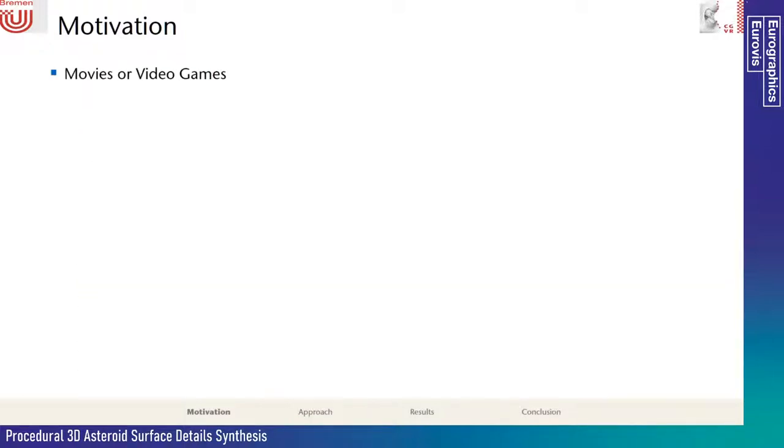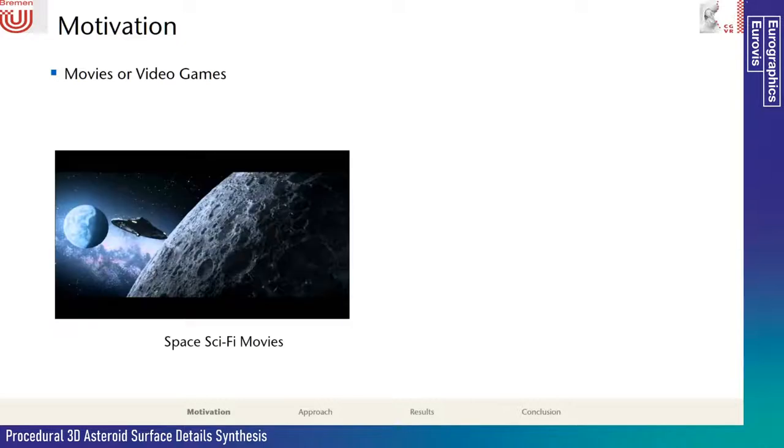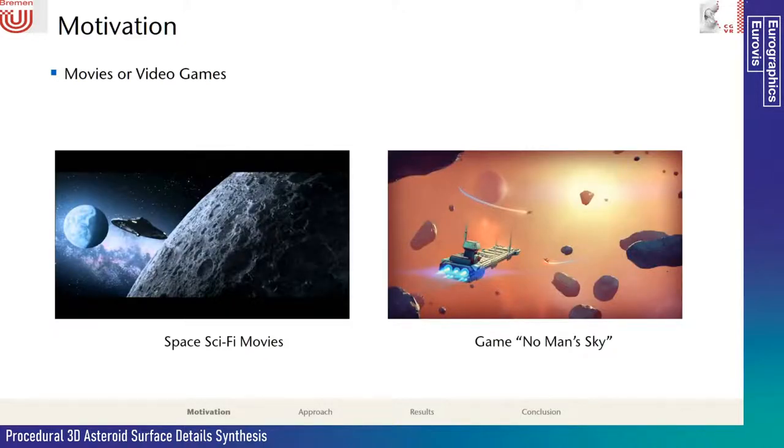Another application is space movies and games. Different from space mission simulation, where only diverse surface details are required, here the shape of asteroids must vary a lot to create a realistic space scene. So our method must be able to generate diverse global shapes as well as diverse surface details.